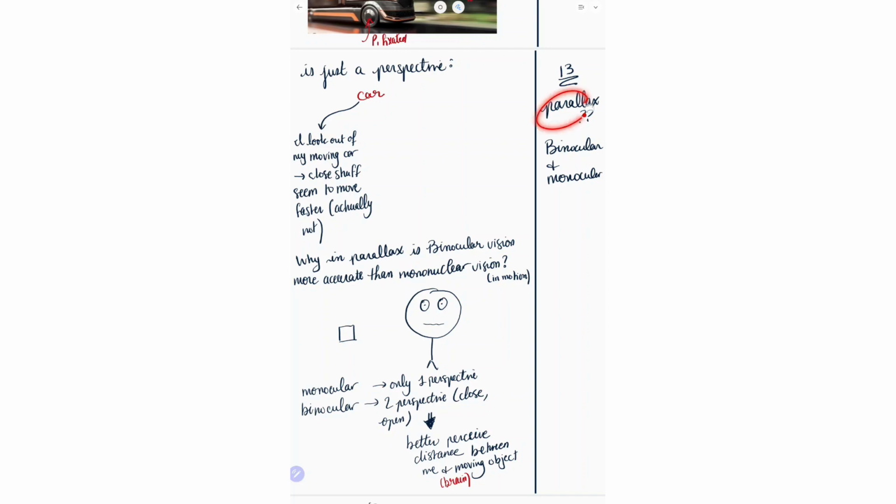So what is parallax? I would like to say that parallax is just perspective, because it's not true. What I mean by that, if you're in a car and you're looking out of your moving car, the stuff that are close to you, so let's say your car is close to another car, right? It's gonna seem like the other car is going fast, but that is not true. That is just perspective, okay?